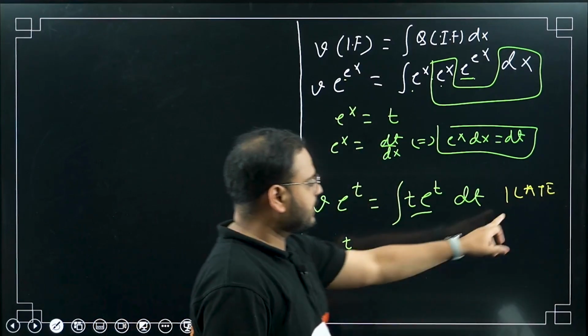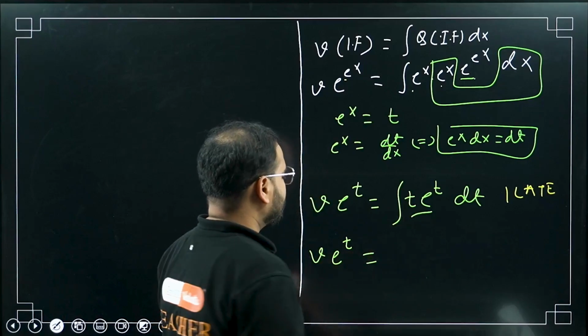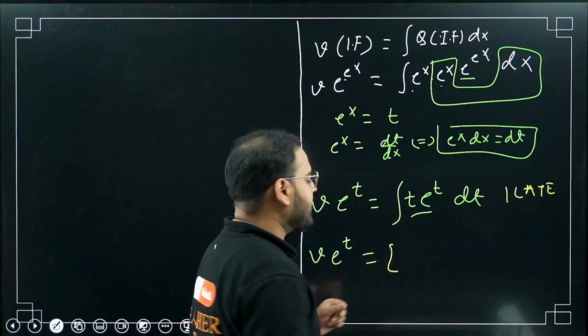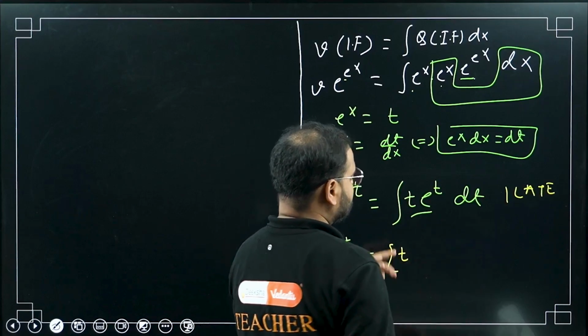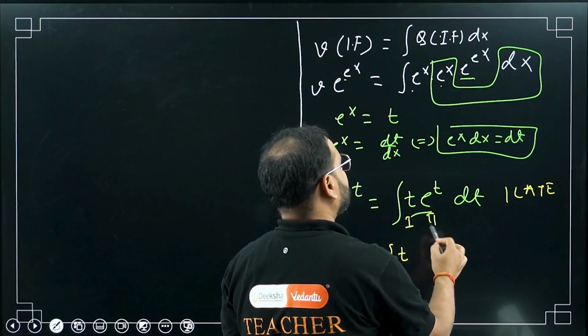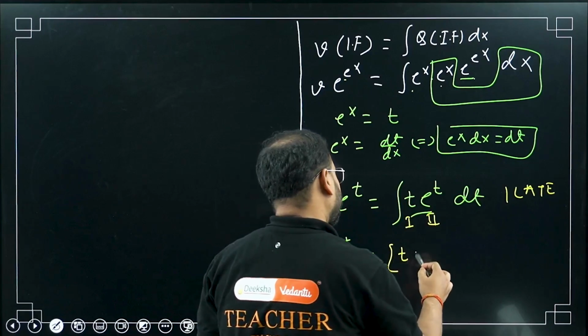Okay, algebra comes first, then exponential. So algebra is t. What's the condition? Remember this. Keep the first function as it is. Integrate the exponential function, the second function. This is function number 1, this is function number 2. Integrate the second function, so e power t.